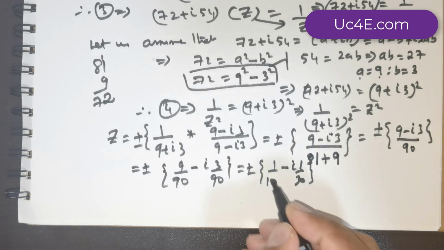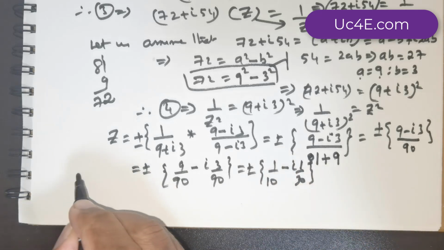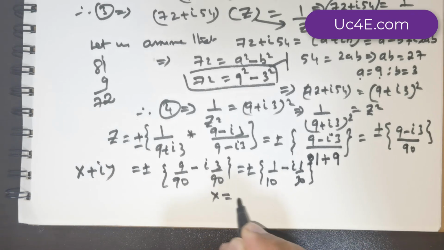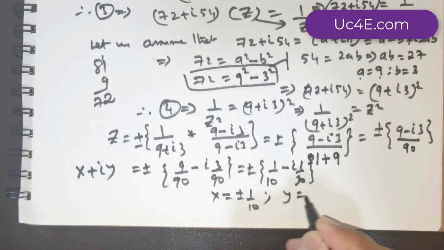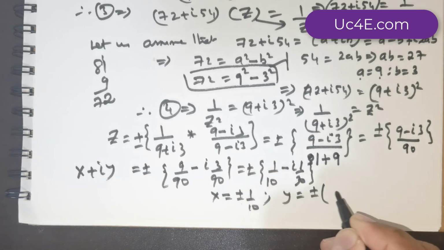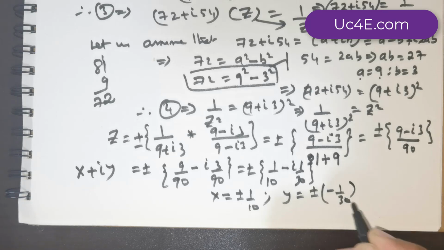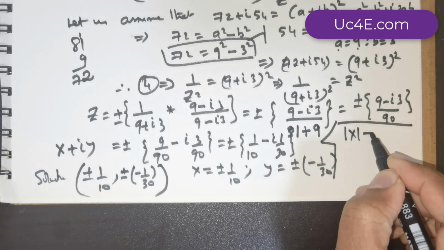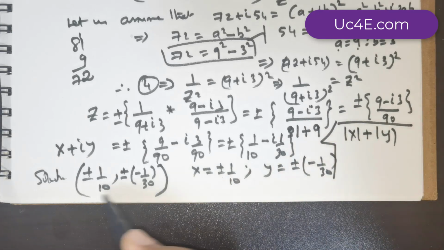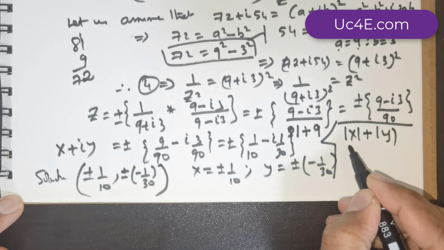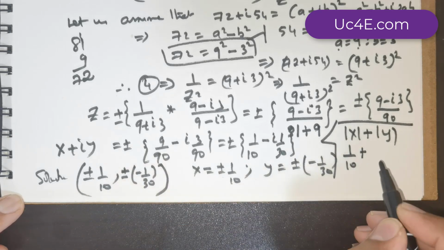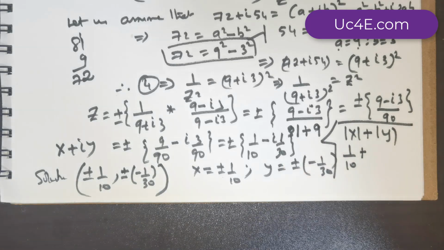So you got an x term and a y term, right? On the left hand side it's going to be x plus iy. So equating the real and imaginary parts, you get x is equal to plus or minus 1 over 10 and y is equal to plus or minus negative 1 over 30. We need to find the modulus of x added with the modulus of y. So the modulus of x is going to be 1 over 10, and the modulus of y is going to be 1 over 30.